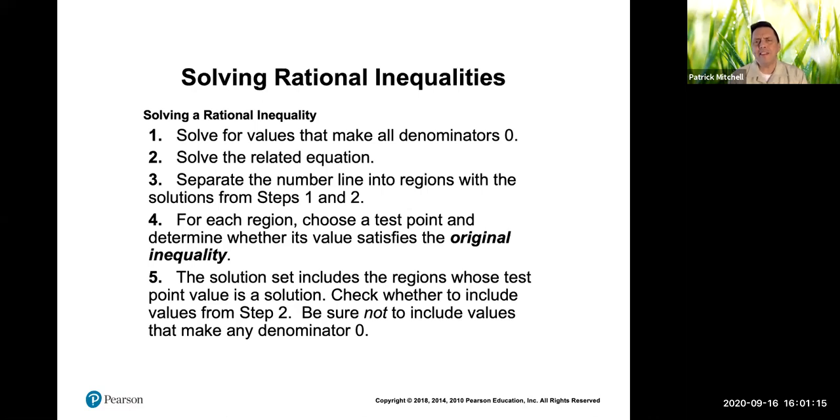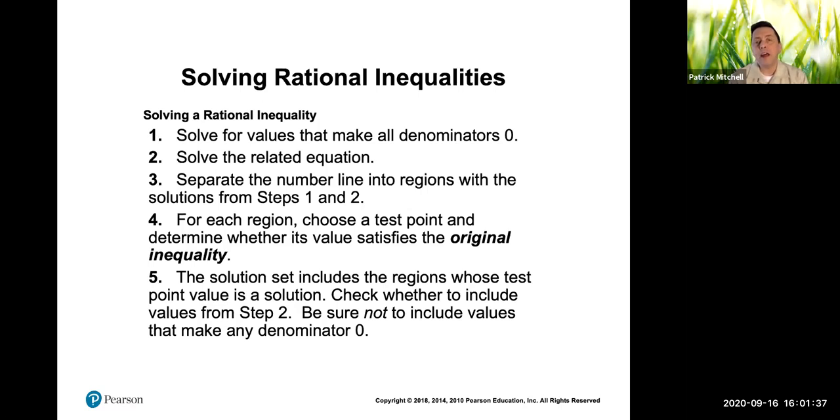Now, I say this a little differently than your textbook does. What I like to do for step 2 is just solve the related equation. They talk about getting 0 on one side, and that's okay. I happen to think that's a little bit more work than doing it my way, but we'll do it that way. It's fine.